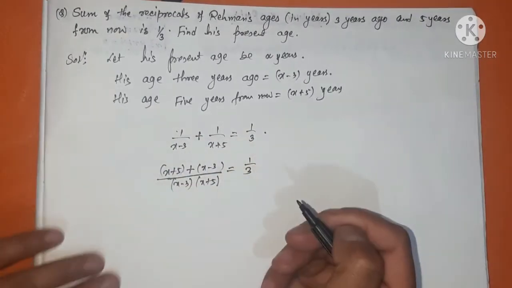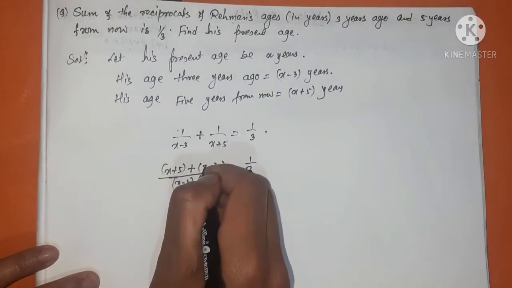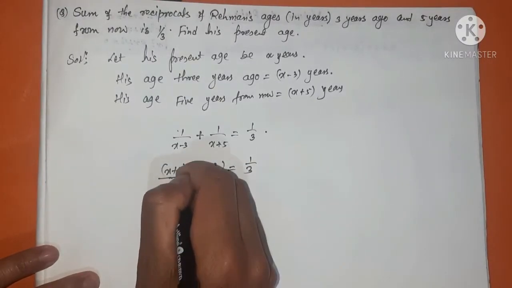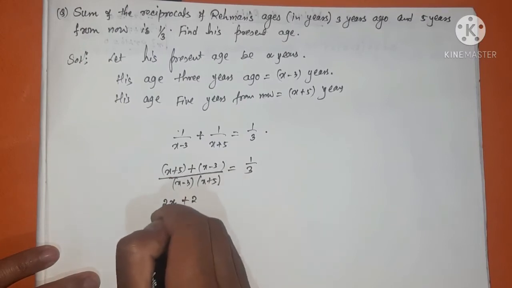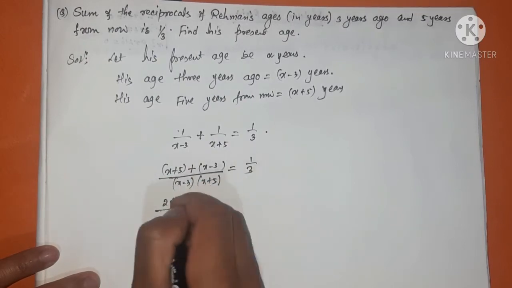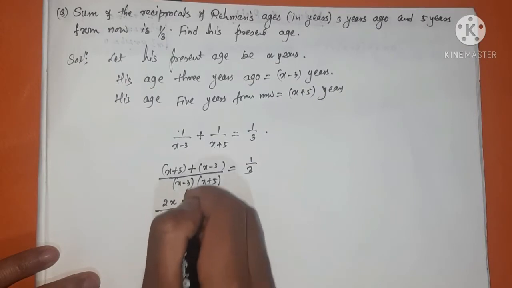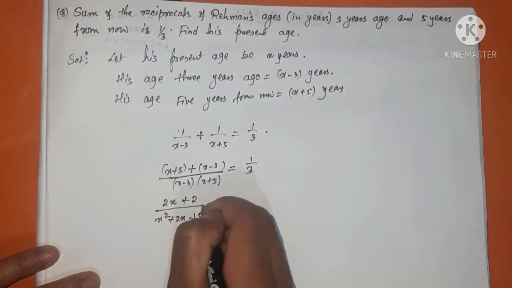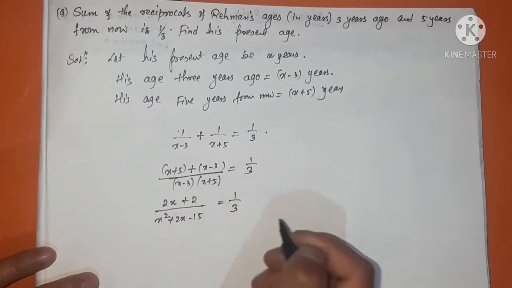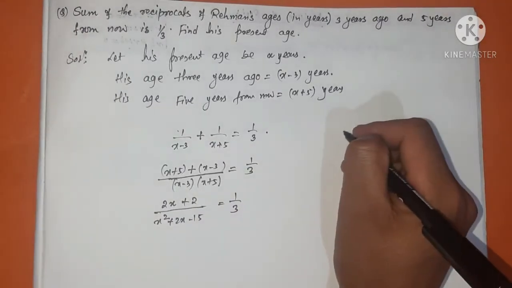Because by taking LCM, right? So x plus x is 2x, 5 minus 3 is plus 2, divided by, how much will it be? If you multiply this, it will be x square plus 2x minus 15, equals 1 by 3. You know how to multiply. If you don't know, you multiply it in a simple way.